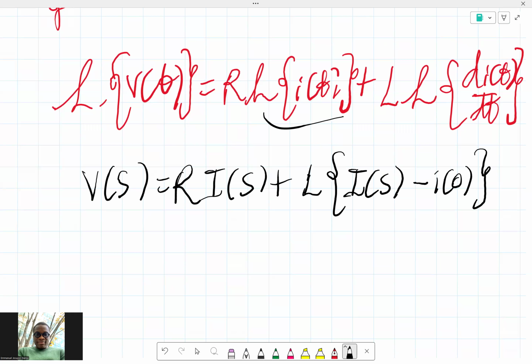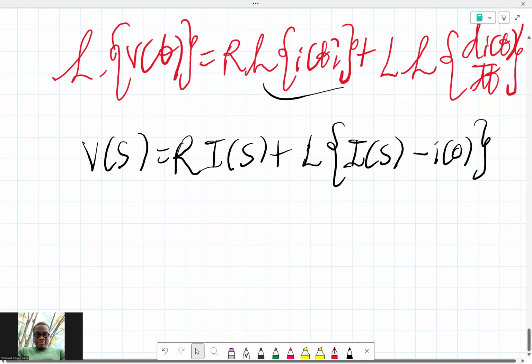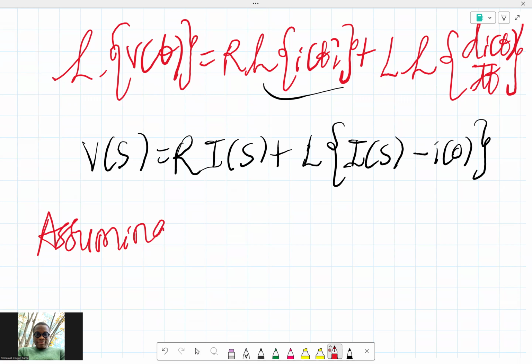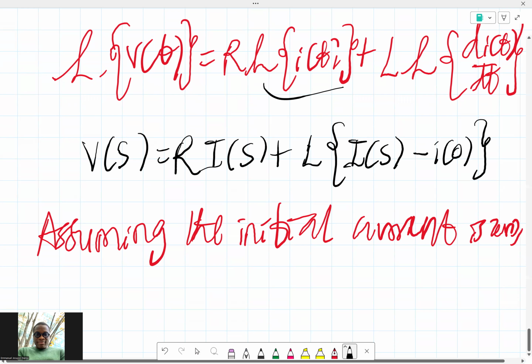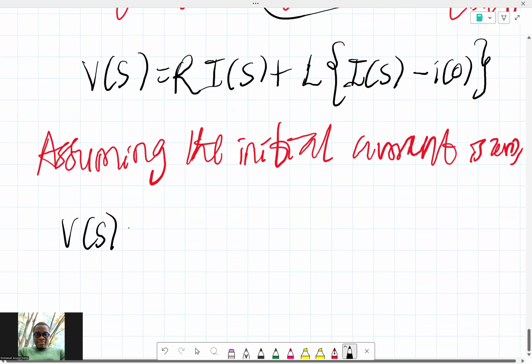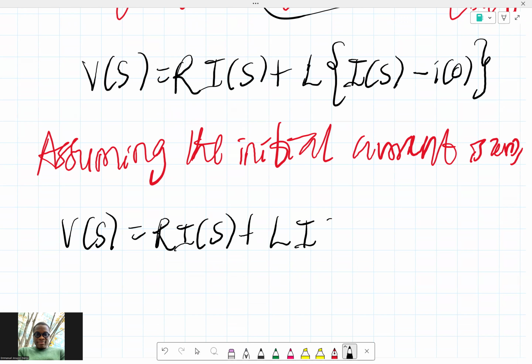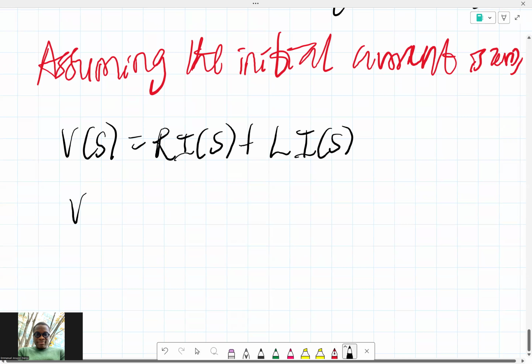Okay, so if we take i(0) to be 0, as usual, assuming the initial current is 0, so we just have V(s) equals R I(s) plus L s I(s), because this will just go to 0, and this is what we end up having. So we can factor out I(s). So we have R plus L.